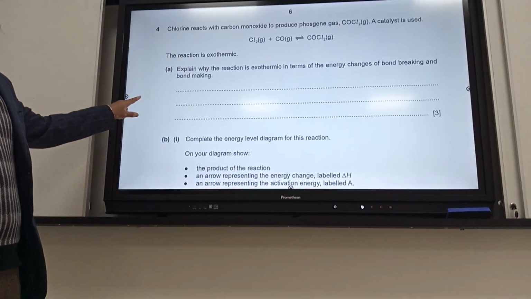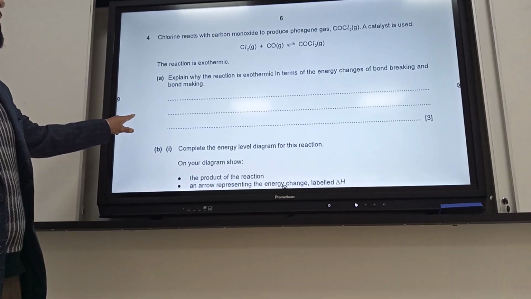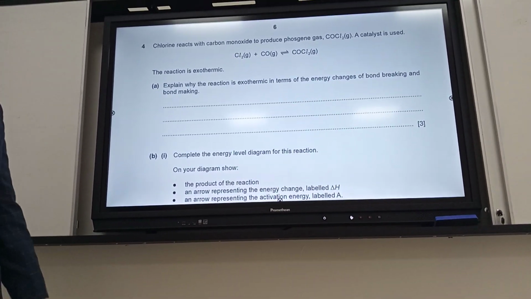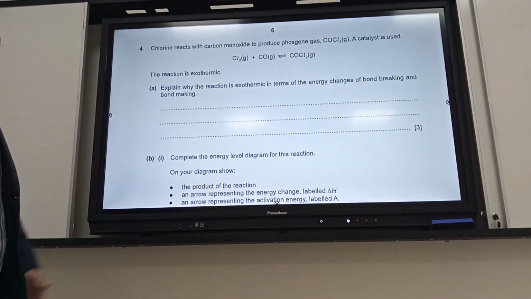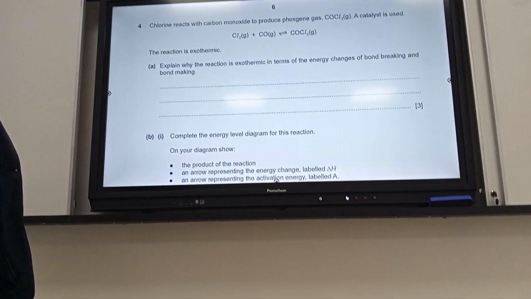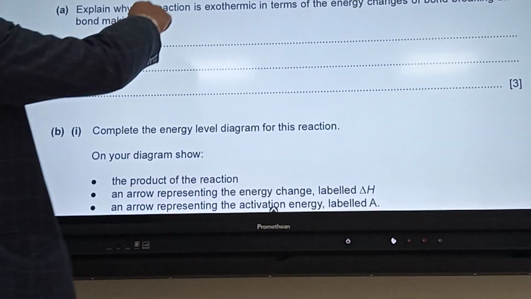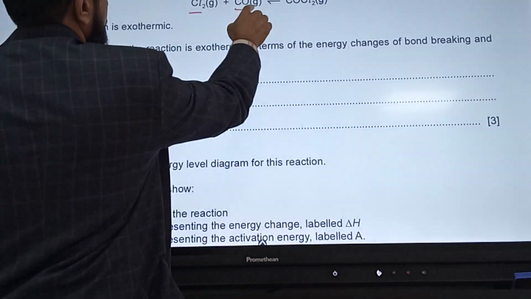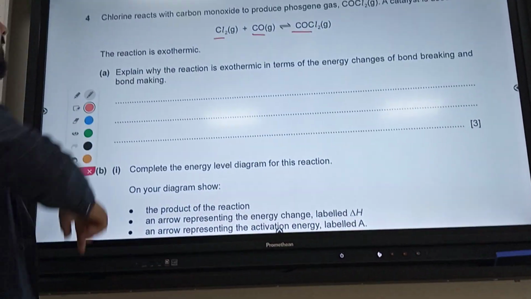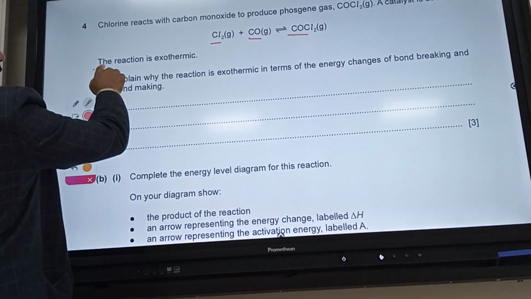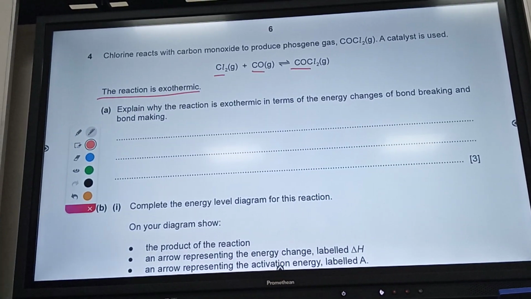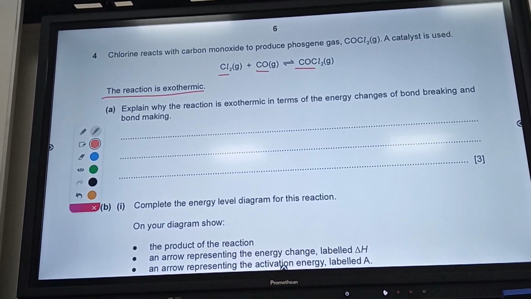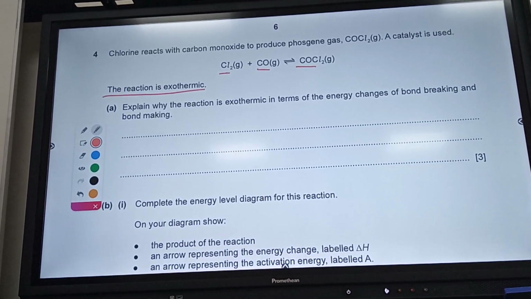Okay, so we are continuing with the same paper, IGCSE 0620/42 of 2021 October/November. This is question number 4. Here we say this is a reversible reaction, with chlorine reacting with carbon monoxide to produce phosgene gas. The forward reaction is exothermic. Keep that in mind. It will help us to explain the effect of changing temperature or pressure on equilibrium, or the yield.